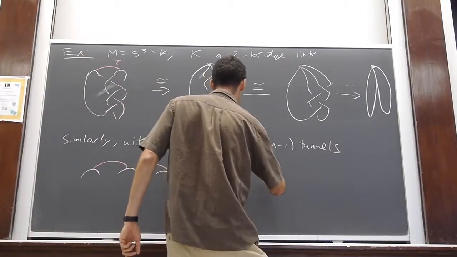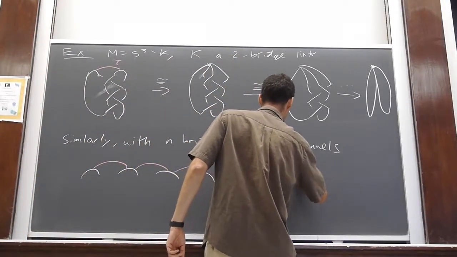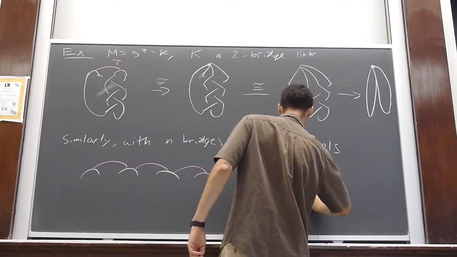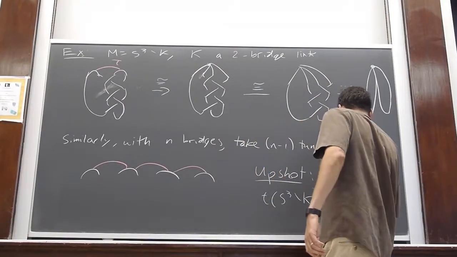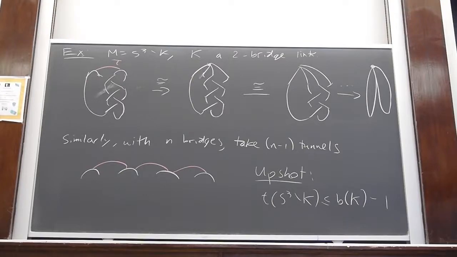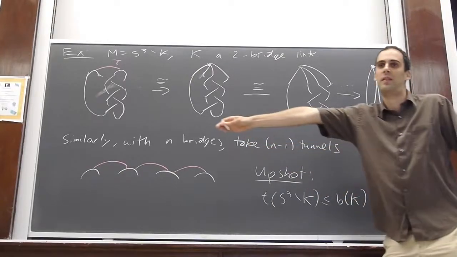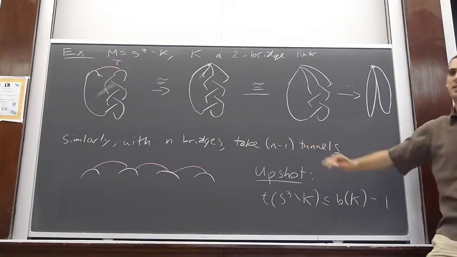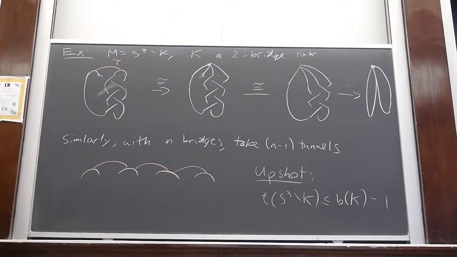So the upshot here is that the tunnel number is less than or equal to the bridge number. So that's it. If you want bounds on tunnel number, this is a much better one than what comes from crossings. That's just a couple of examples to get us warmed up.